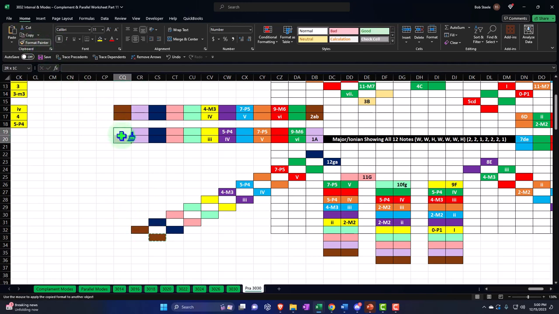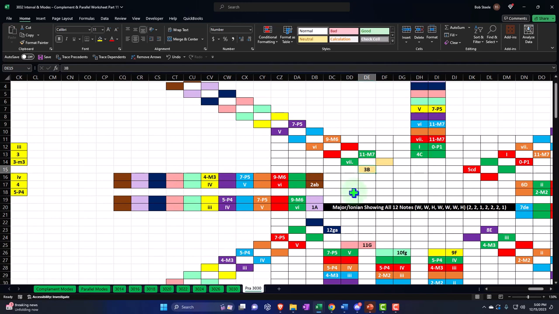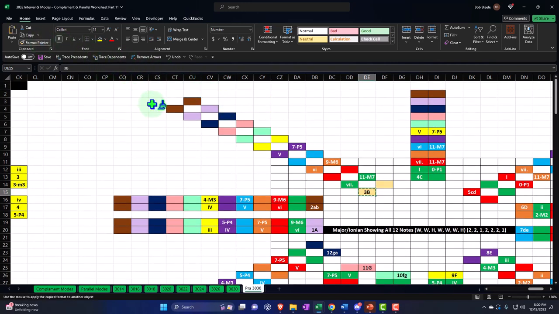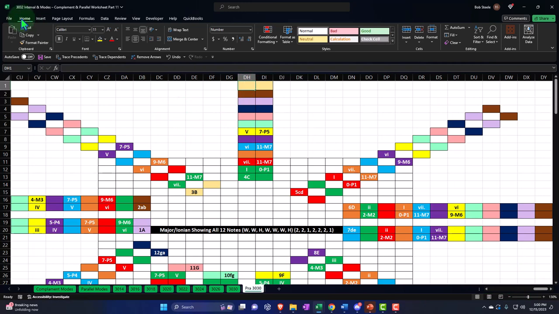And one more time on the light orange, format painting the light orange. Light orange, and so we'll paint this around.